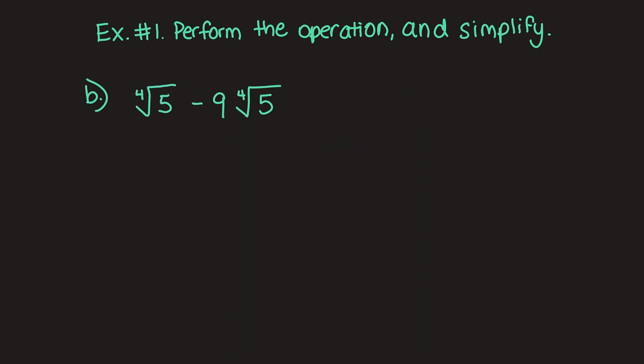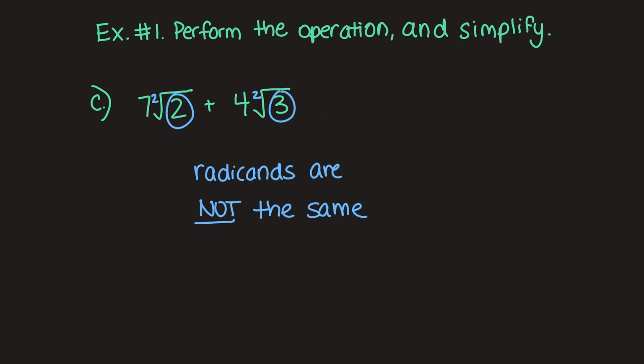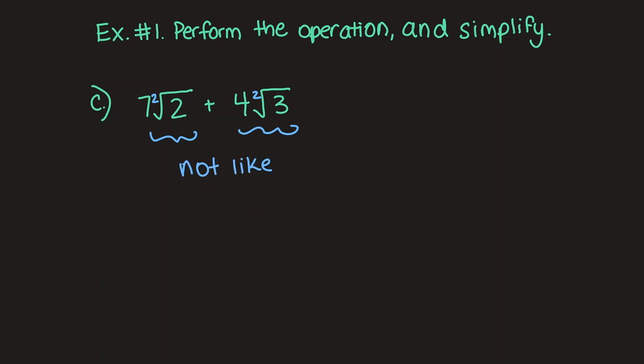For the next example, again notice that the radicals have the same index and the same radicand. Therefore, these are like radicals and can be combined. So we subtract 1 minus 9, which is negative 8, and then multiply by the radical. Therefore, this simplifies to negative 8 times the fourth root of 5. For the next example, although the radicals have the same index, they do not have the same radicand. Therefore, these are not like radicals and cannot be combined. The expression is then already simplified.